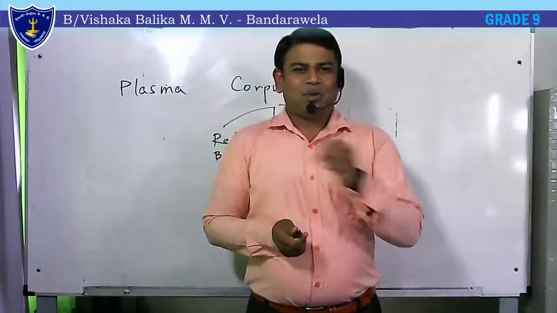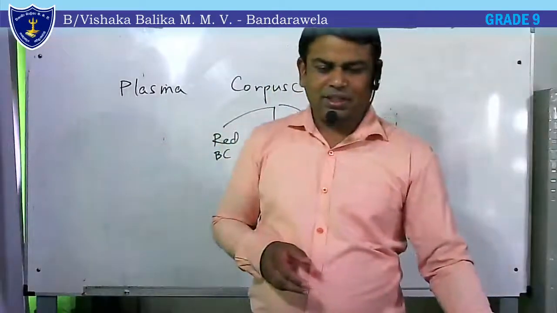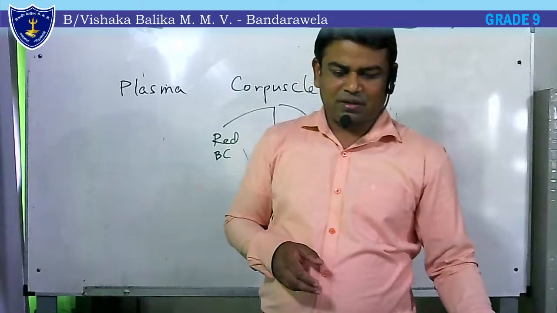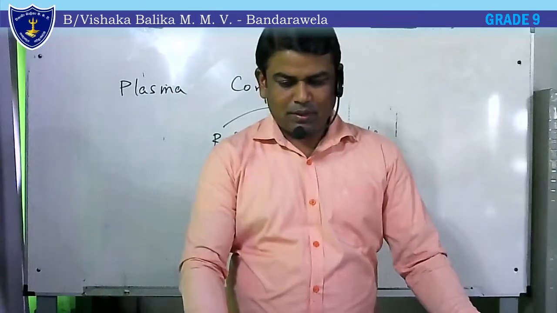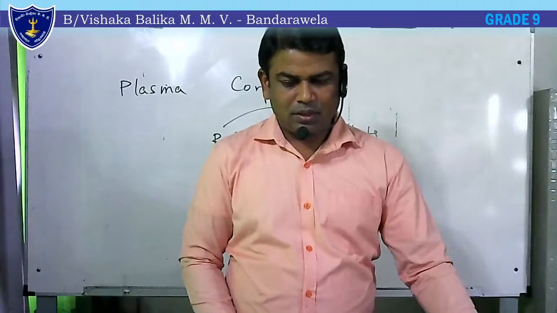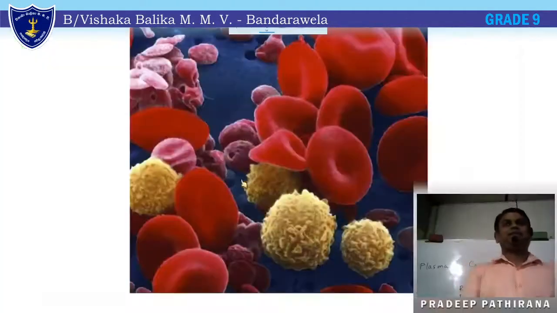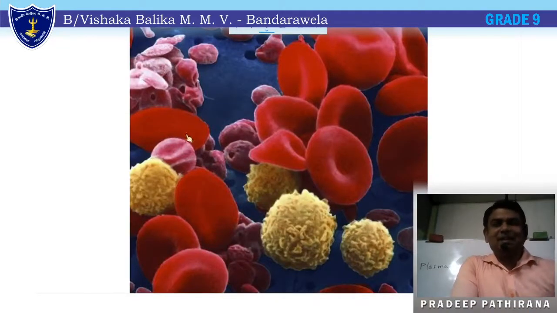Then corpuscles. I just highlighted that there are three corpuscles in our body. Here, this image shows the corpuscle types. Let's learn their shapes and the functions separately. First, I will discuss erythrocytes.